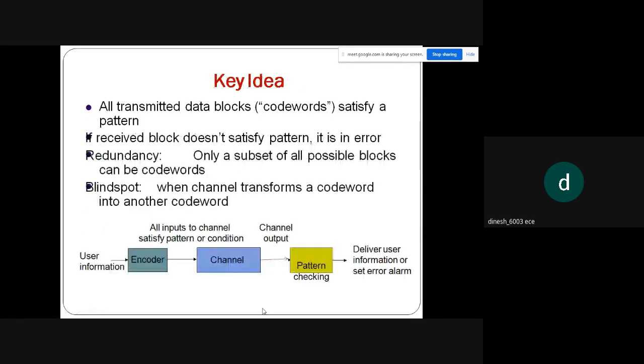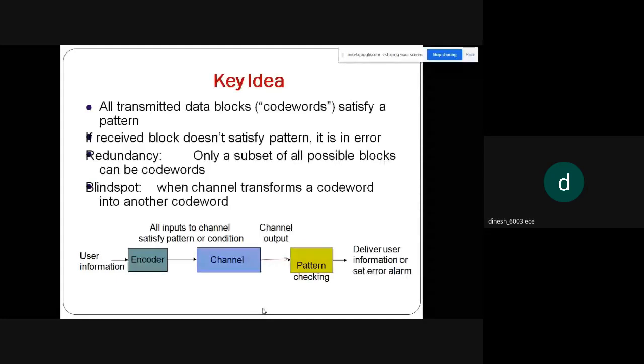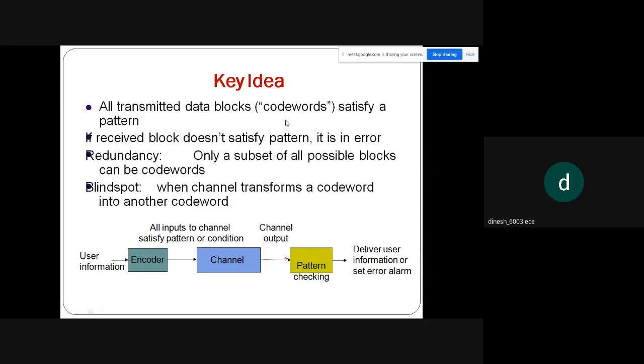So first of all, the idea behind error control, what is that? All the data that are being transmitted will be in the form of data blocks which satisfy some pattern, which we call code words. If that pattern is not satisfied, then error is being introduced. If it doesn't satisfy the corresponding pattern, then error is introduced. Which results in redundancy and blind spot.